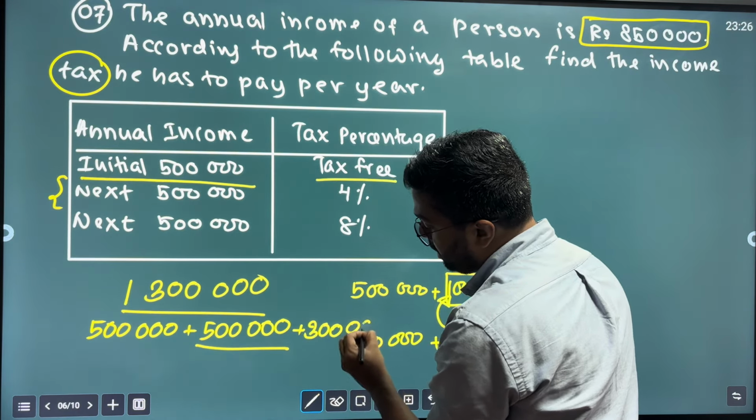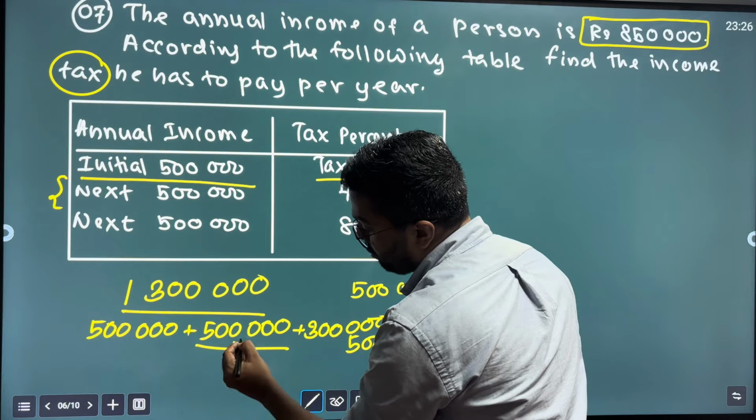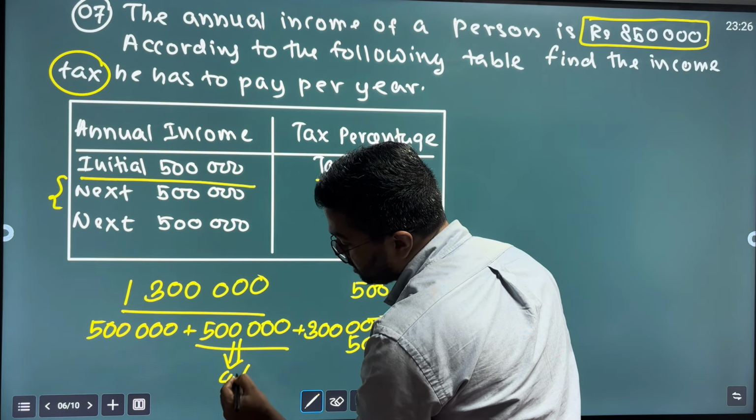You will get 1,300,000 rupees. Now for this amount you have to pay a tax of 4%.